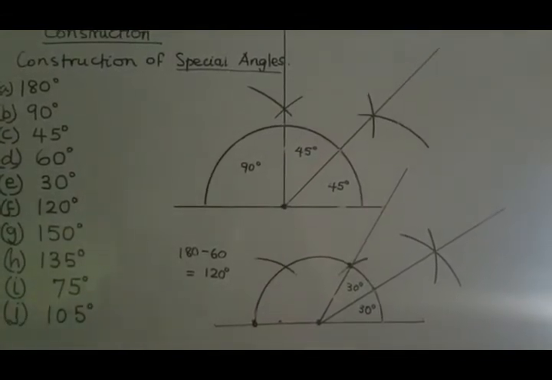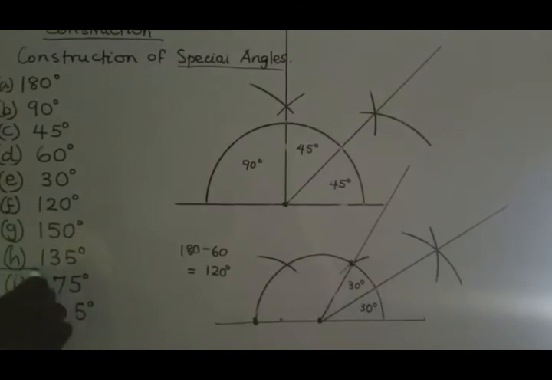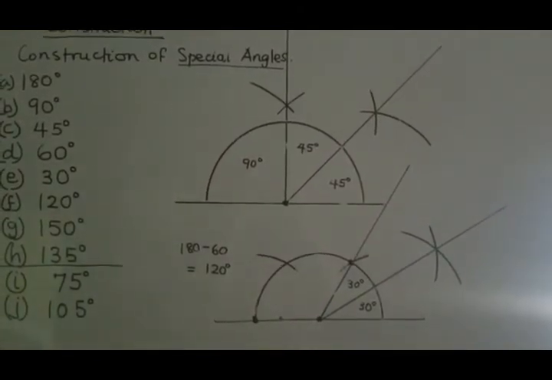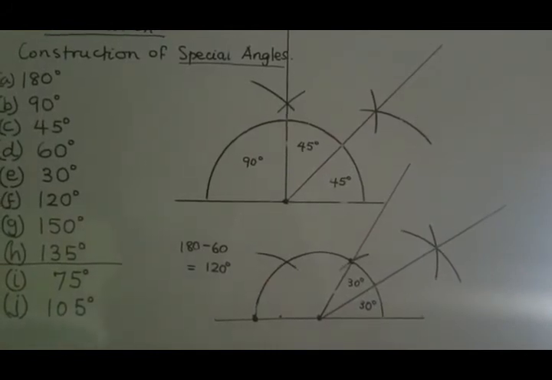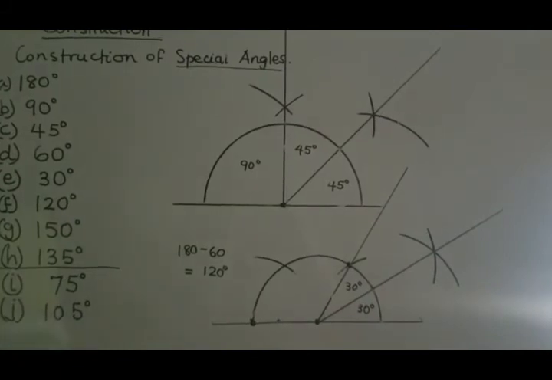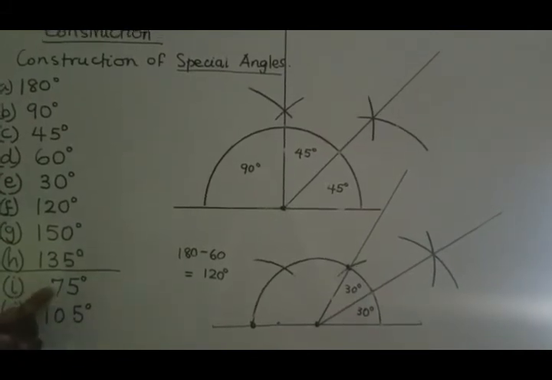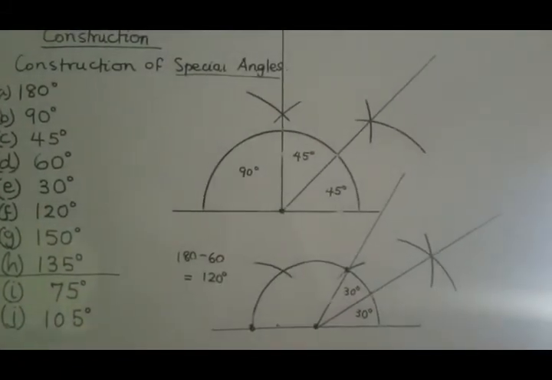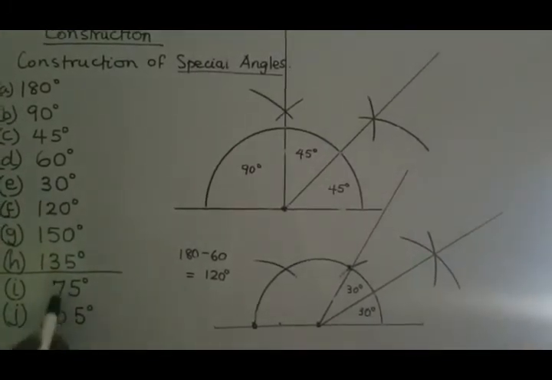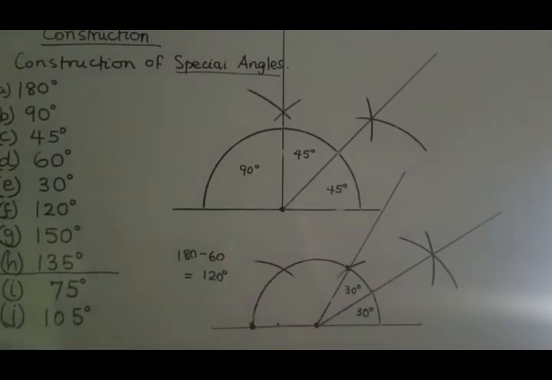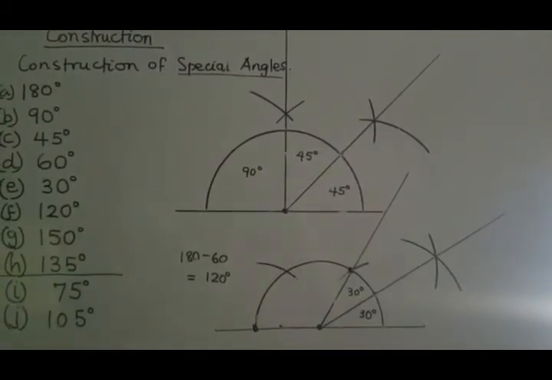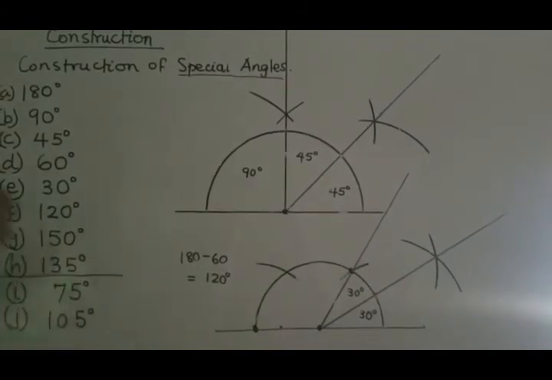Now I'm going to leave you with these two, 75 degrees and 105 degrees. I want you to figure out how we can get the two angles. Definitely, if you get 75 degrees on one side, then the other side will be what? 105 degrees, because the two of them, when added together, will give us what? 180 degrees.